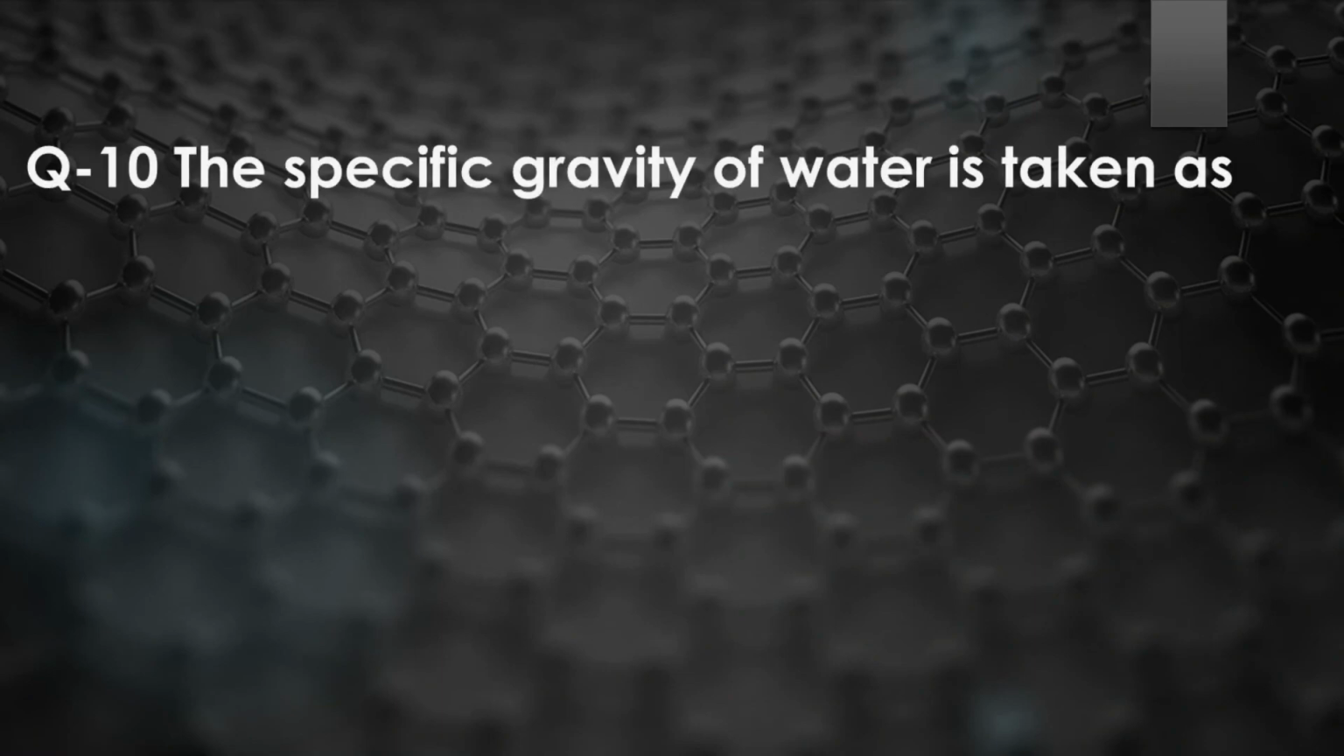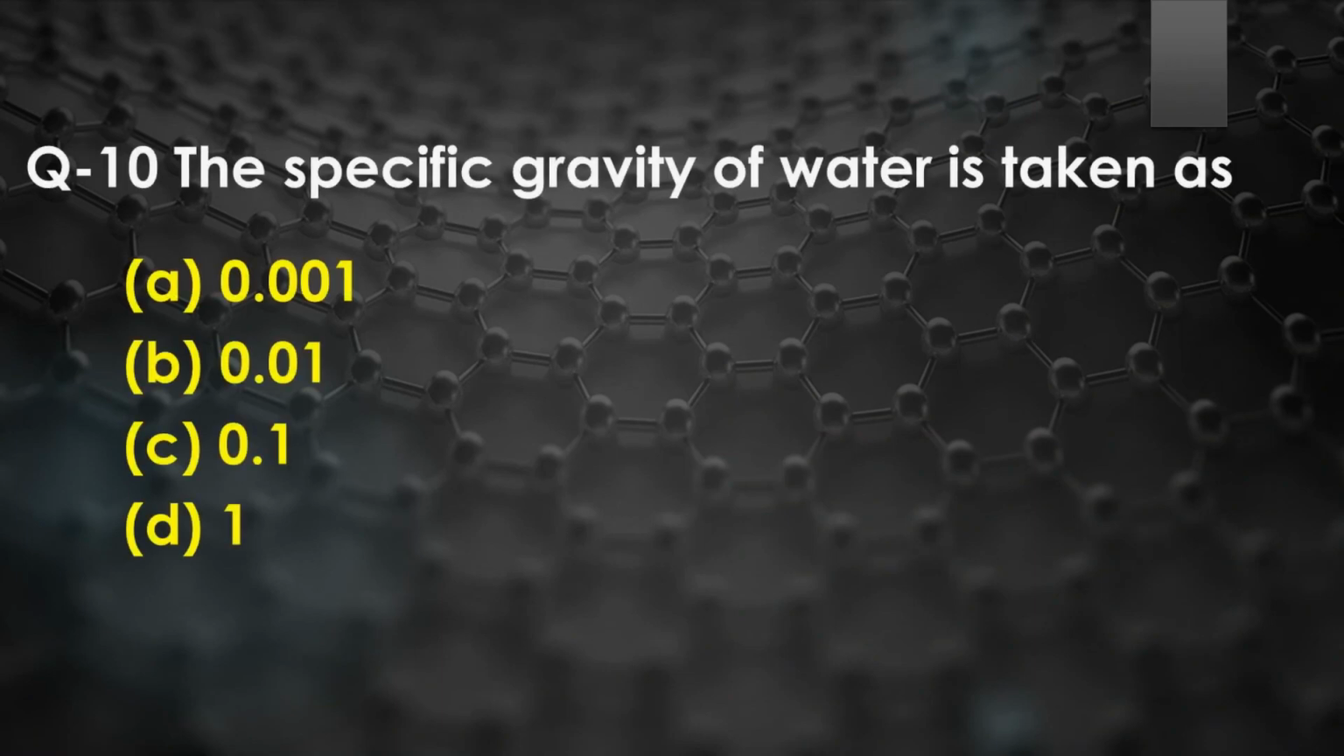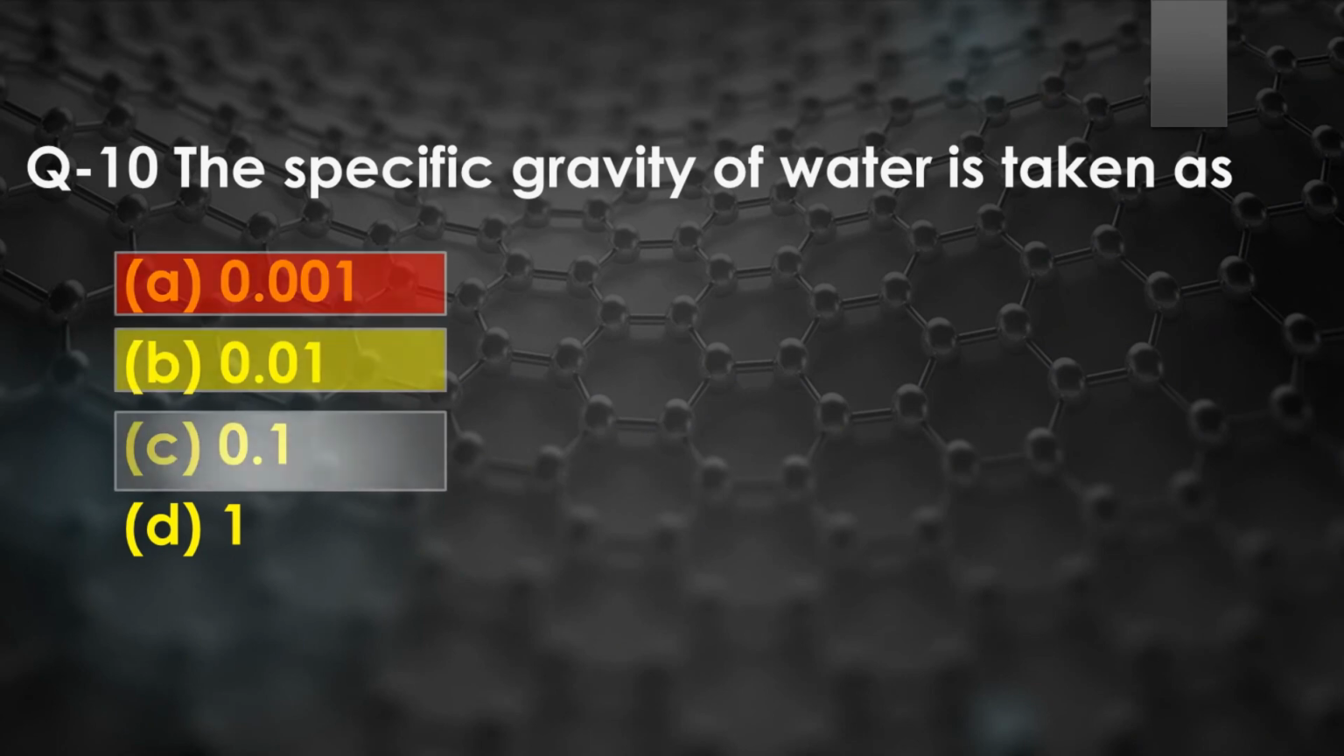Question number 10. The specific gravity of water is taken as: option A, 0.001; option B, 0.01; option C, 0.1; option D, 1. We know that specific gravity is a unitless term, and it is the ratio of unknown density upon standard density. So here the right answer is option D, 1.